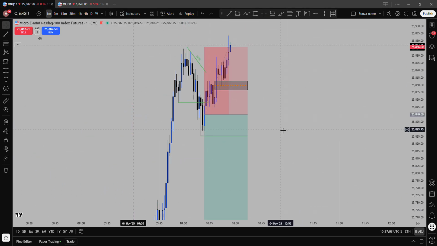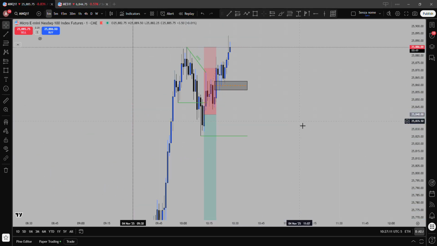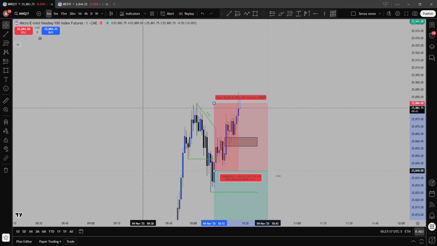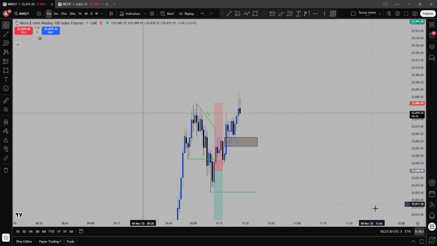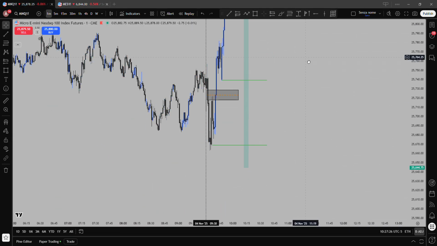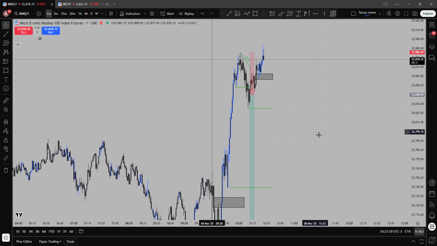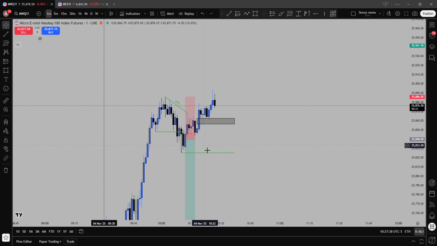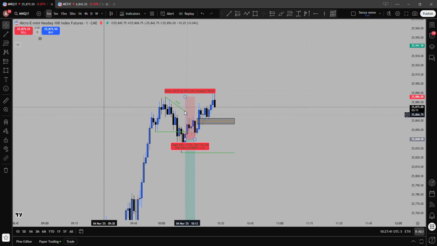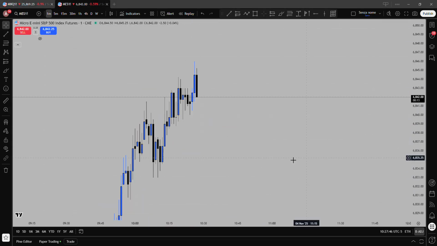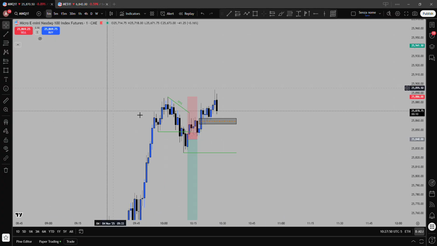So let's see. I wasn't even too concerned about this trade, he was moving pretty nice until this. Maybe this was just a liquidity sweep. Unfortunately, it is not an SMT.